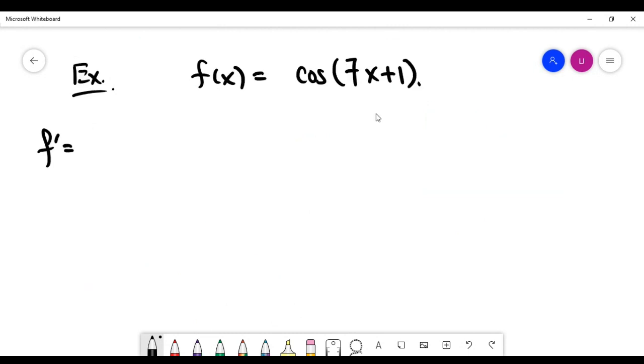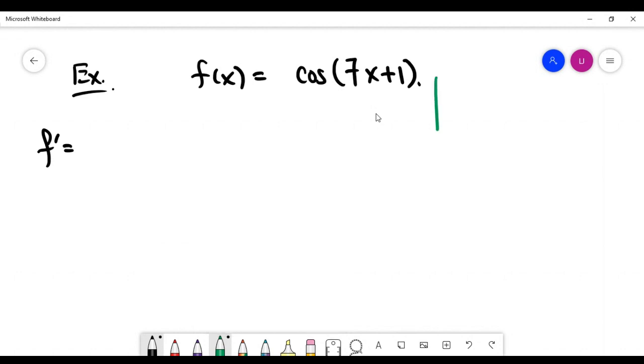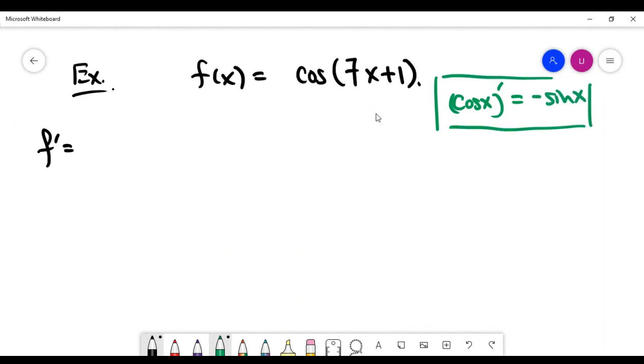Let's look at the next example, the function f of x equals cosine of 7x plus 1. And please try to find the derivative of f based on the use of the chain rule, because please think about that. Without using the chain rule, we don't have any rules for us to find this derivative. Of course, in your mind, you may notice that the derivative of cosine x is a standard differentiation formula, which is minus sine x. So it gives you a hint to see that maybe you can use the chain rule to simplify the problem a little bit.